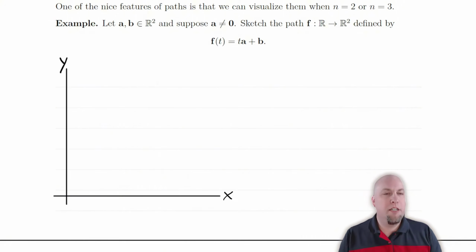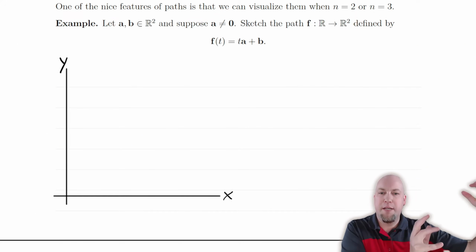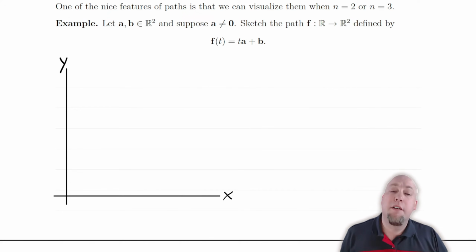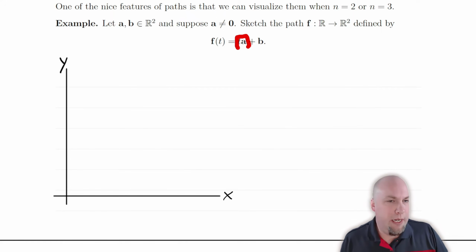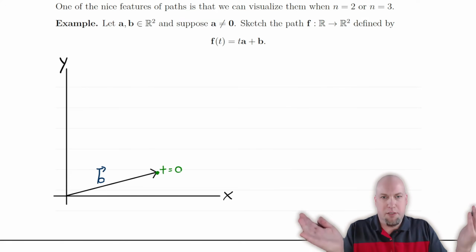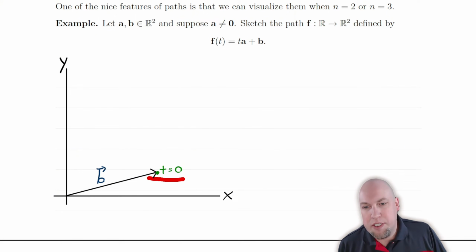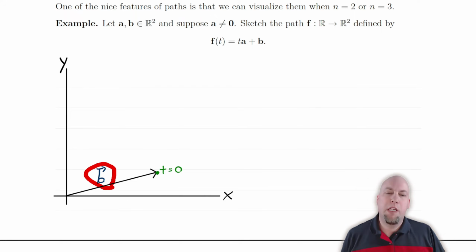So I'm going to draw the output space. My typical way of sketching or visualizing a path is I'm just going to draw the output space. I'm going to think about how it changes over time. First off, if t equals 0, then this t times a goes away, right? And I'm just left with an output of b. I don't know what b is. b is just some vector. I haven't been told which b it is, but b is some vector. So when t equals 0, the output is here. It's the vector b.